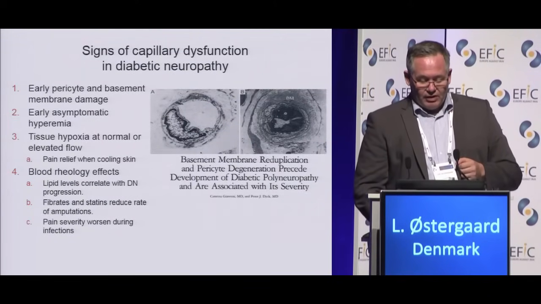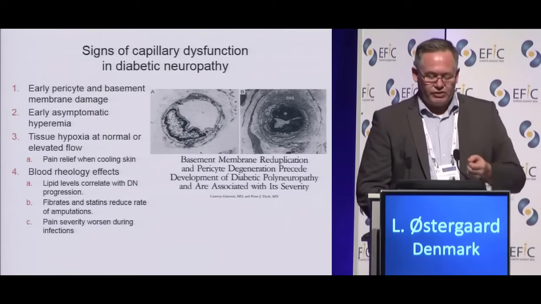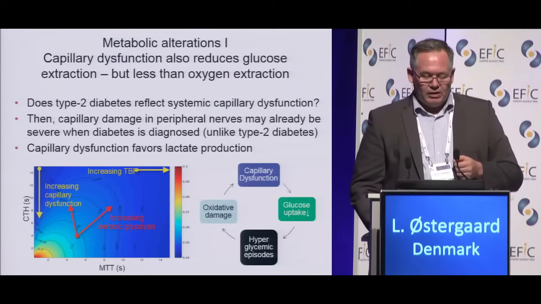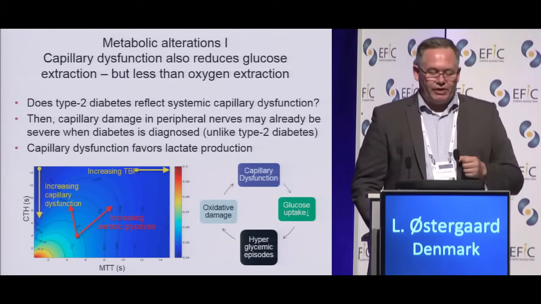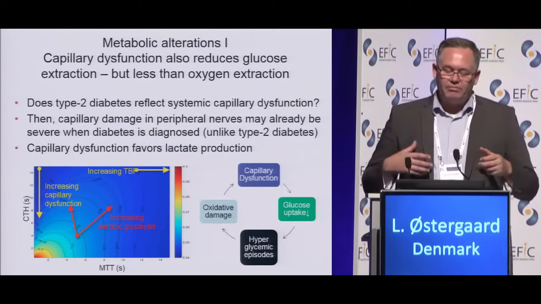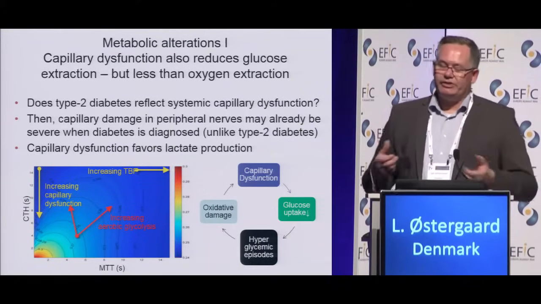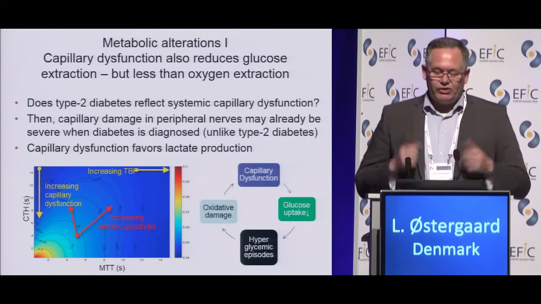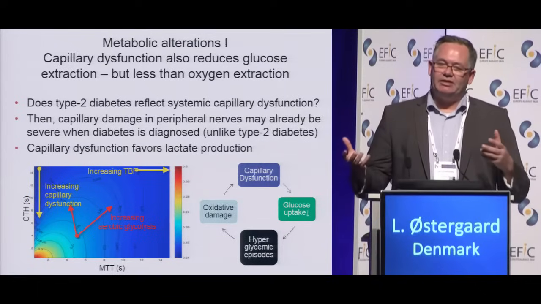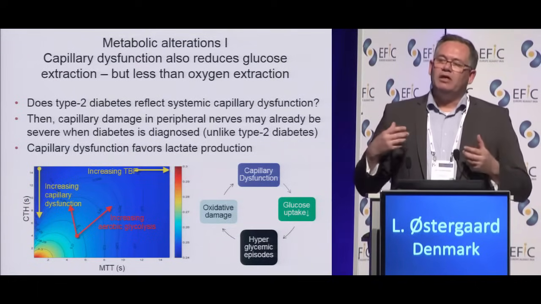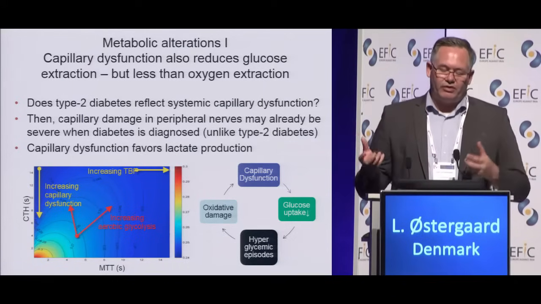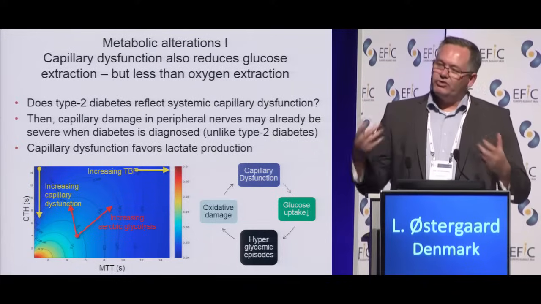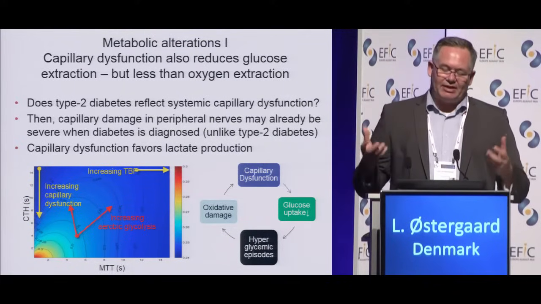You can see here how infections where you have activation of white blood cells will make symptoms worse. Very briefly, I'll try and go back to the metabolic hypothesis of diabetic neuropathy. It turns out that these capillary changes do not only affect the extraction of oxygen, but also that of glucose. I don't have time to go into that, but it turns out that oxygen extraction is more affected than that of glucose.